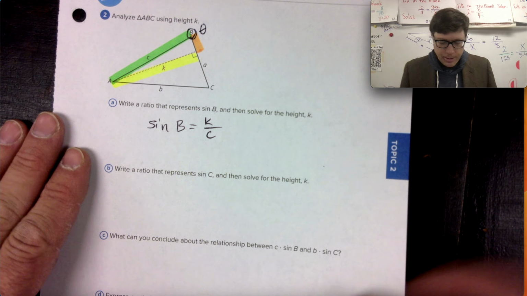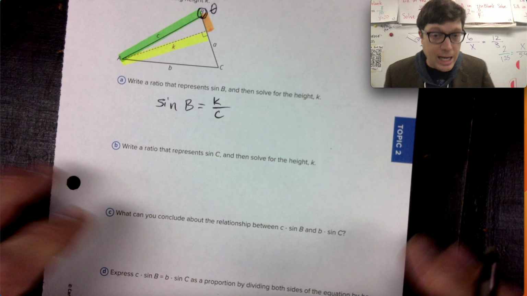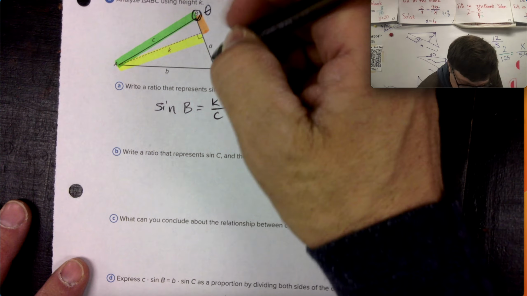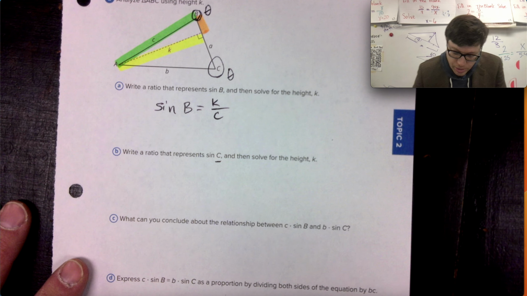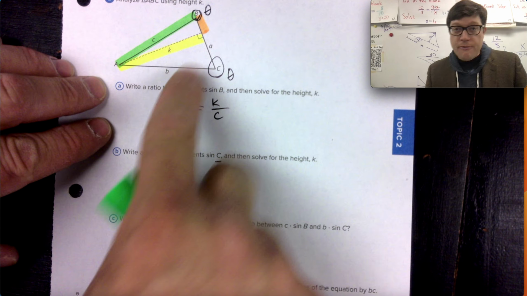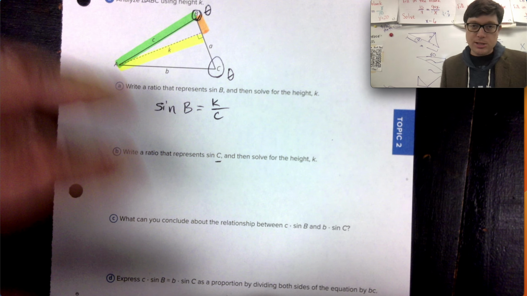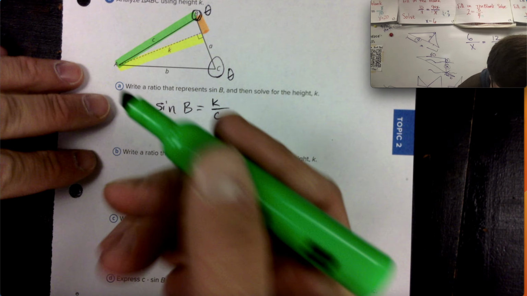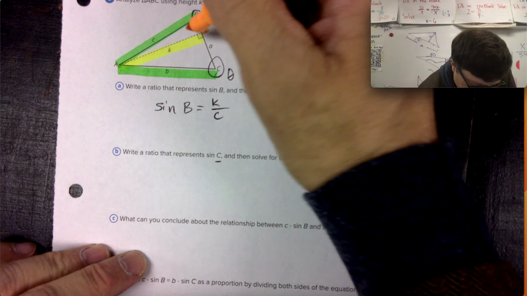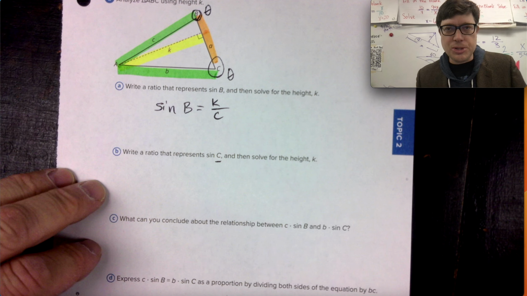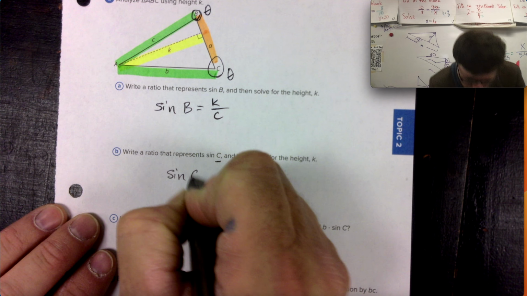Write a ratio that represents sine of C. What you should be practicing this entire time is identifying the reference angle. So I use theta for my reference angle. And then the opposite side of the right triangle that we created with angle C, K is still the opposite side, and B is the hypotenuse. We don't really need the adjacent side, but I'll still highlight it because it feels complete if I do. Sine of angle C is K over B.